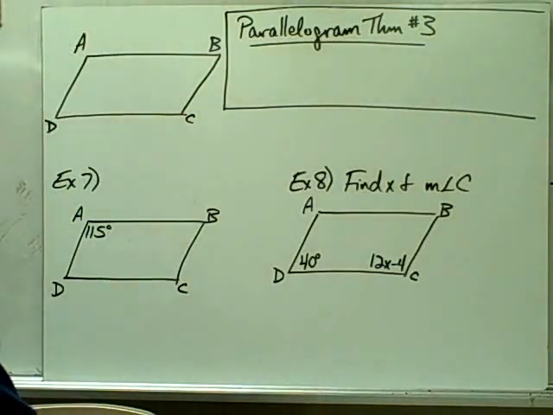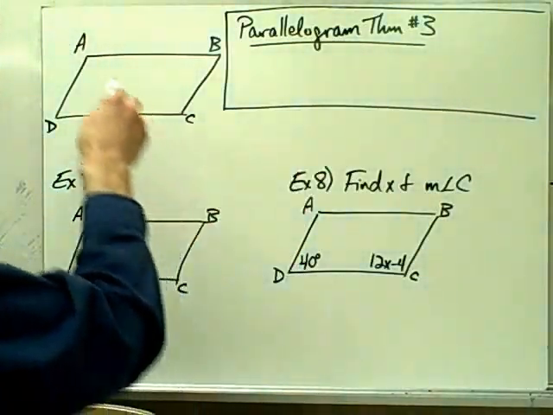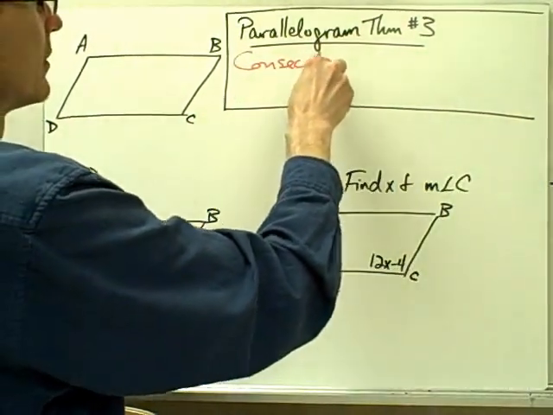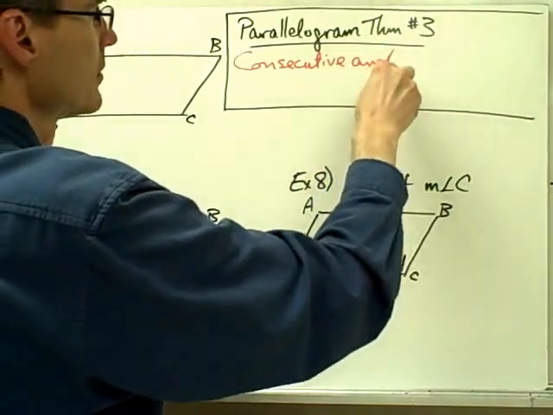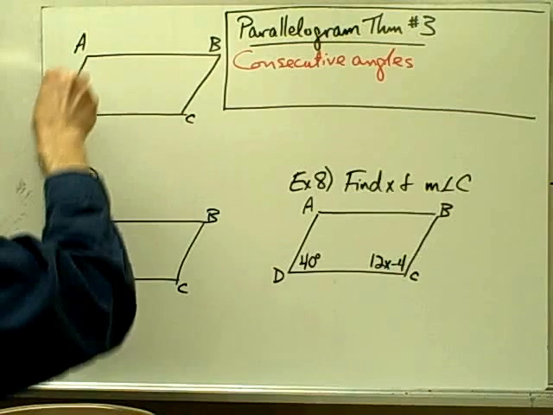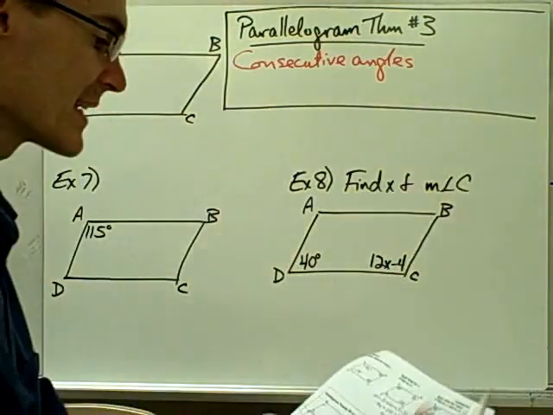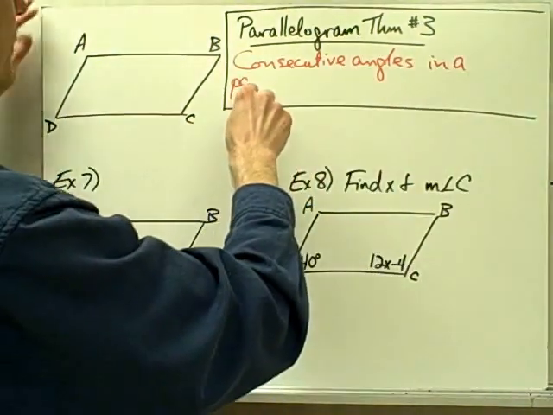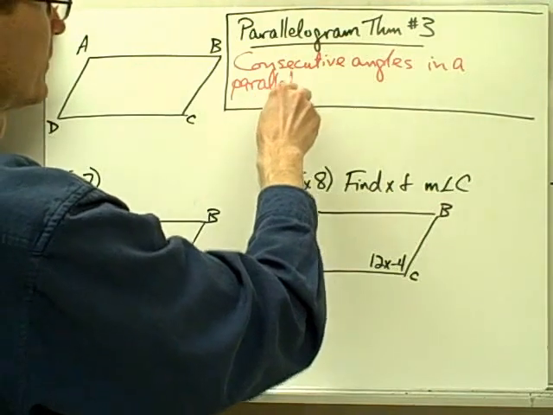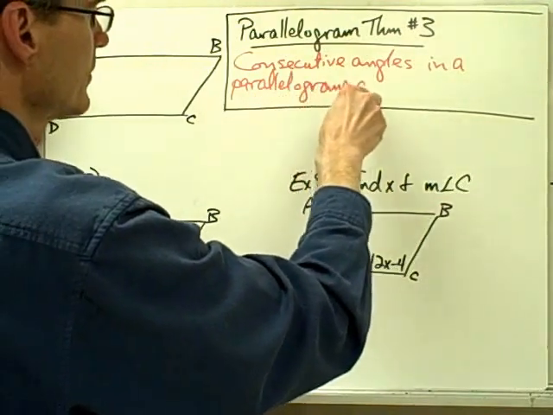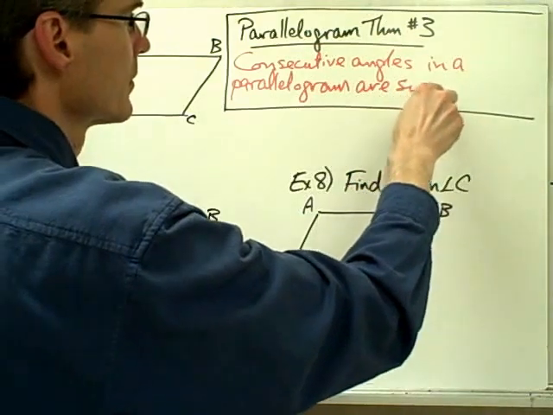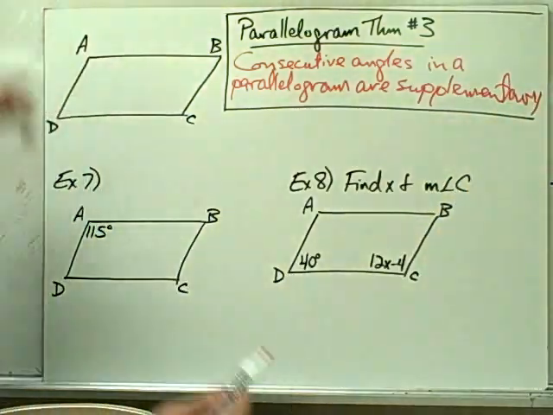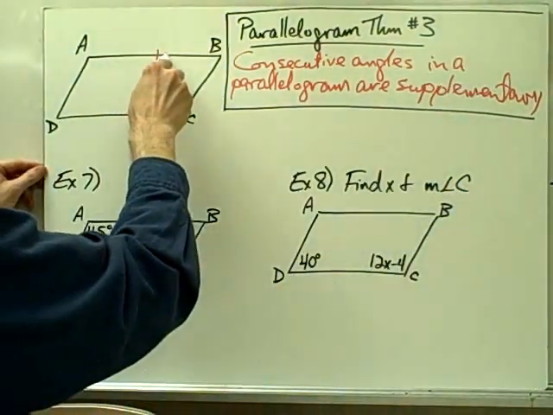Parallelogram theorem number 3 has to do with not opposite angles, but consecutive angles, which is to say angles that are right next to each other around the parallelogram. Consecutive angles in a parallelogram are supplementary. And now hopefully this isn't too hard to see.